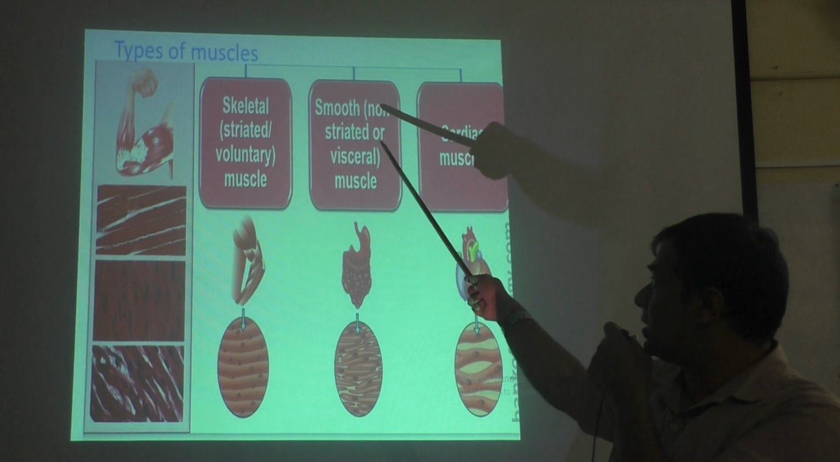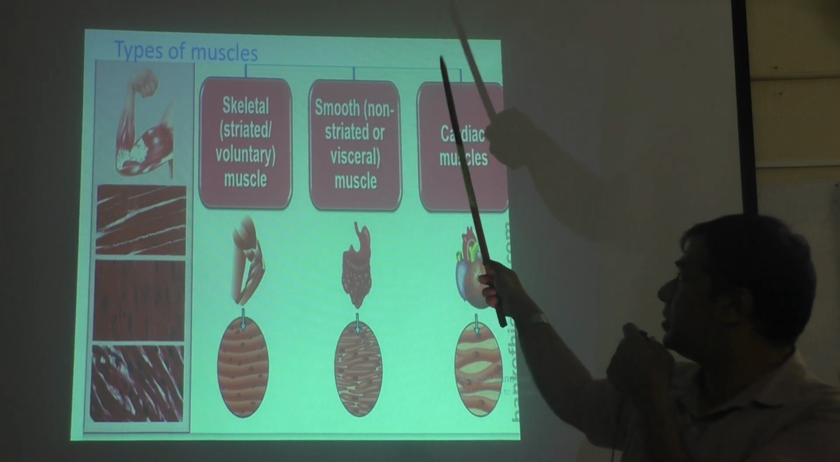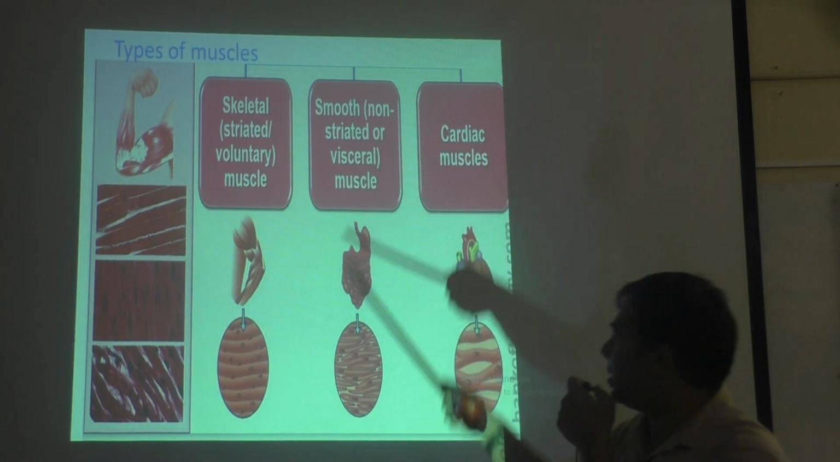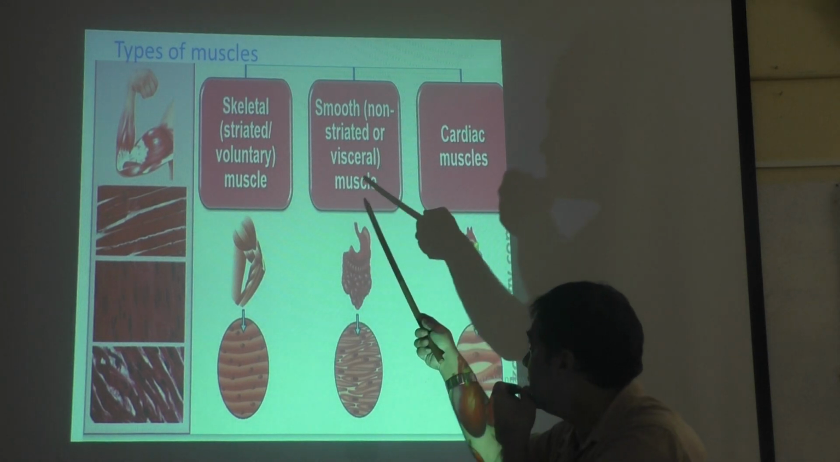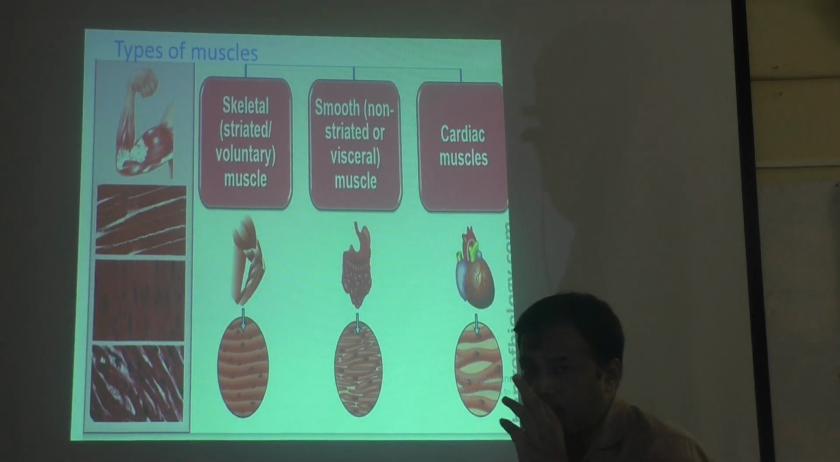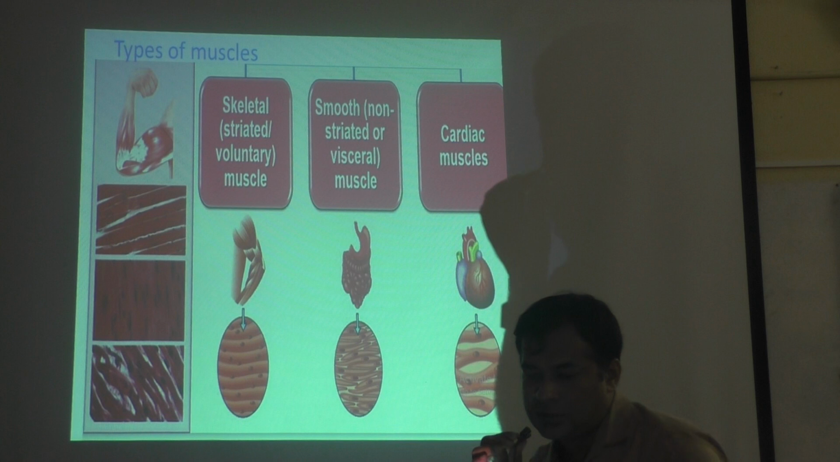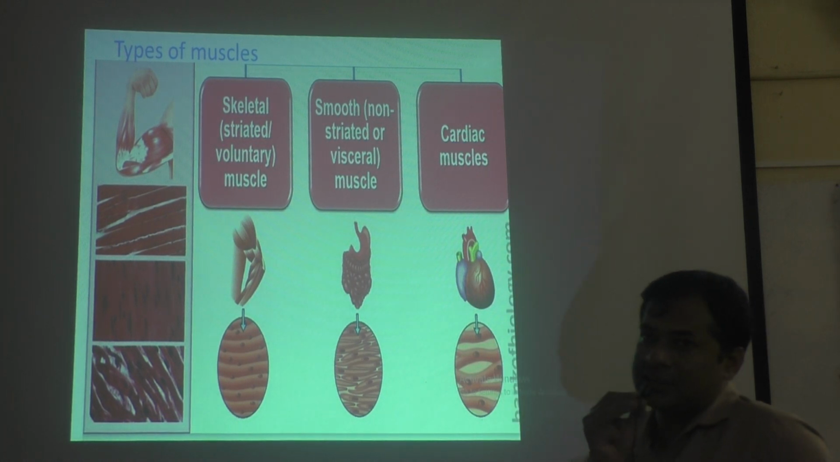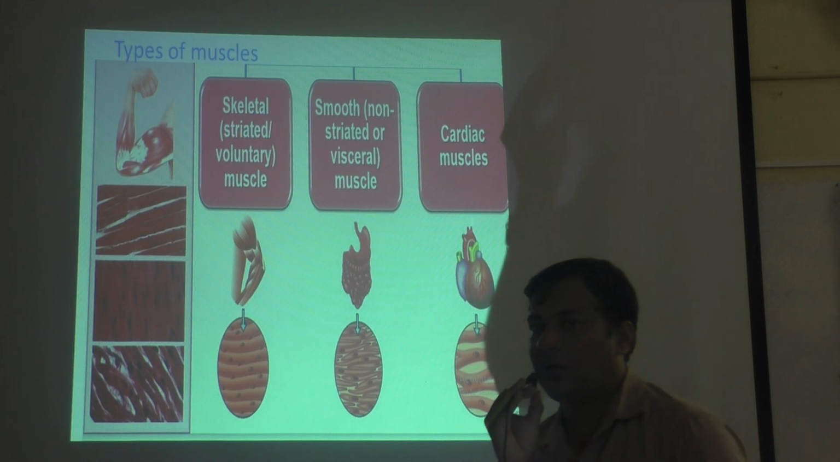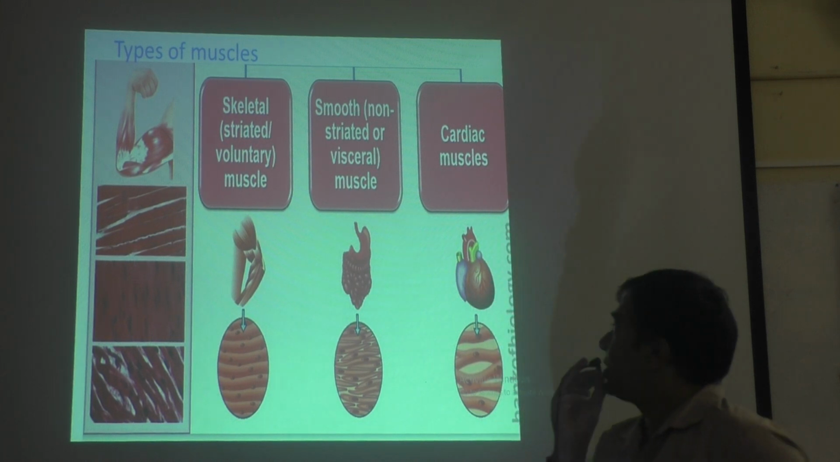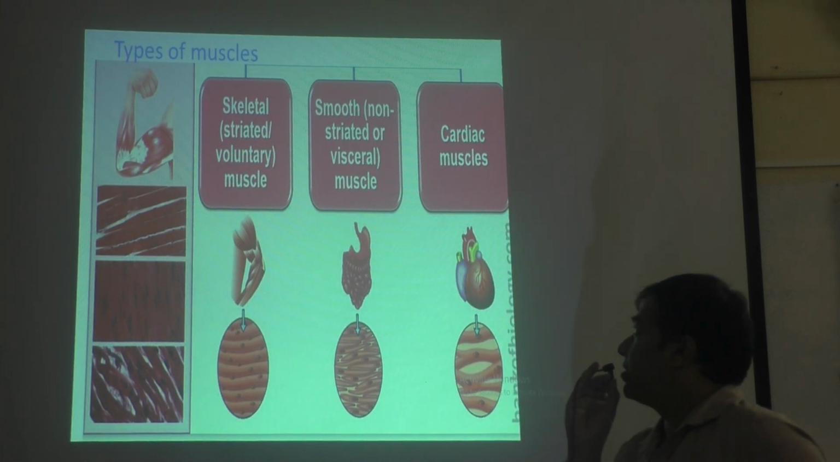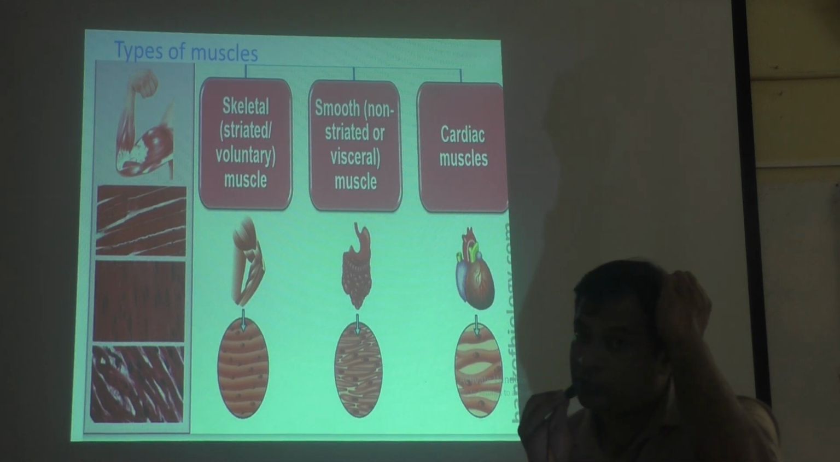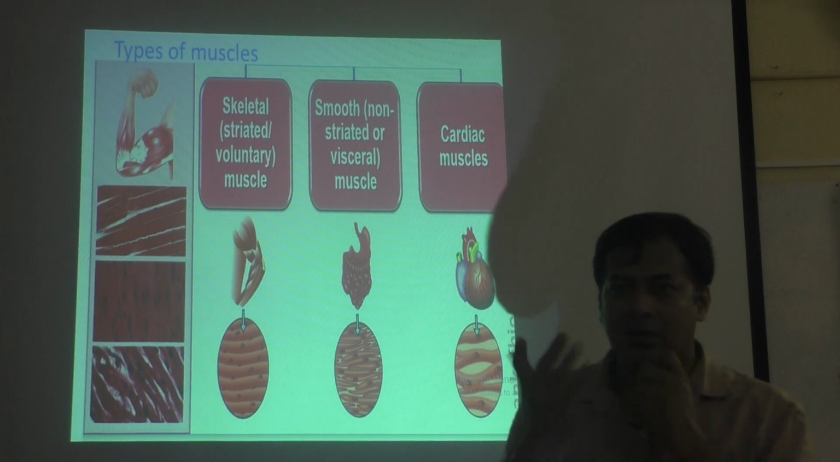Then smooth muscles, which are non-striated muscles. Non-striated, there are no lines. They are also called visceral muscle, because they are present in the inner organs, like the intestine and stomach. All of these have muscles called unstriated, non-striated, visceral, or smooth muscle. It is also involuntary, which means it is not under our control.